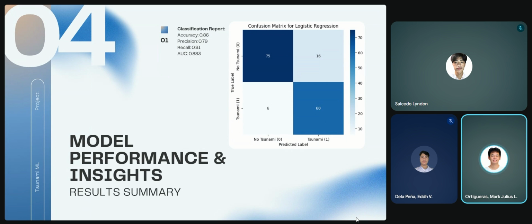More importantly, it achieved a recall of 91%, which means it successfully identified 91% of all actual tsunami events. This high recall is valuable in a real-world context because missing a true tsunami could have serious consequences. So even if you get a few false alarms, it's much better than missing an actual event.